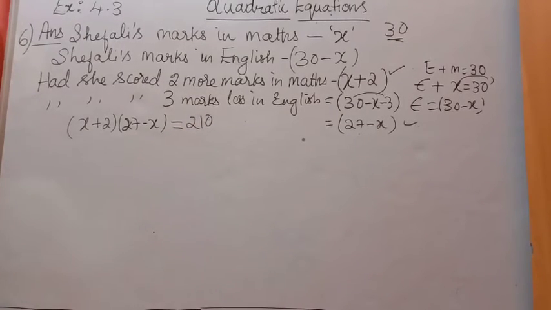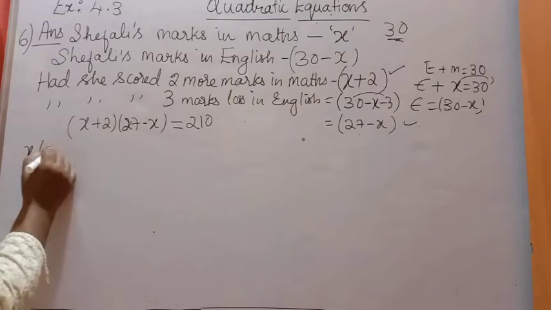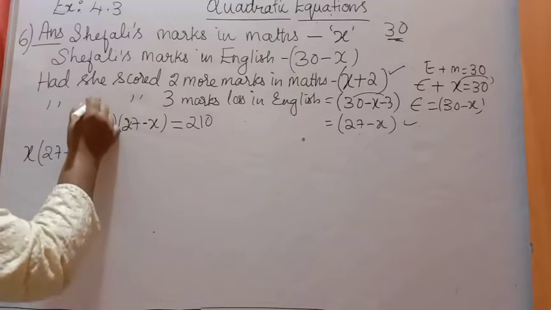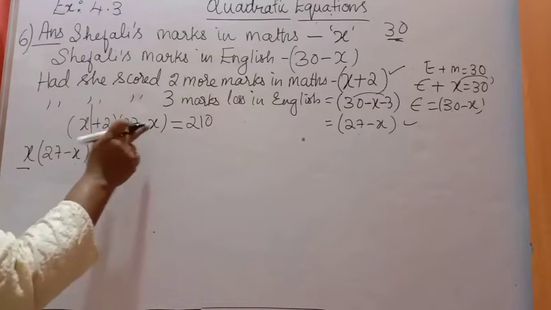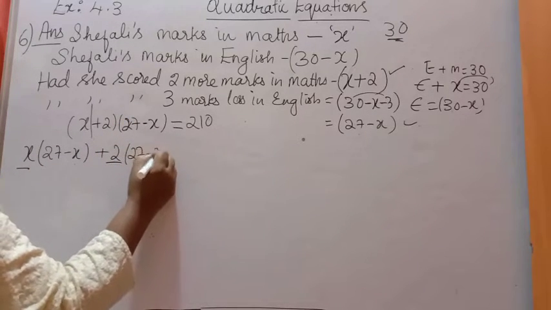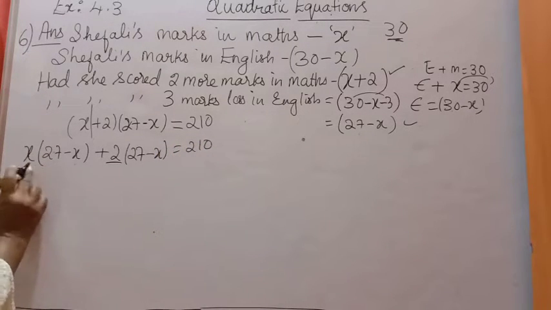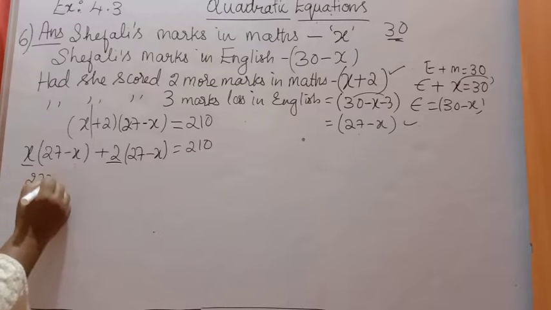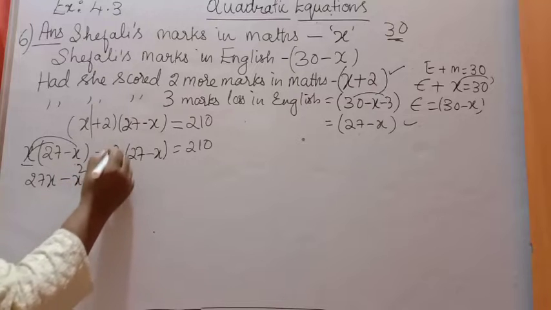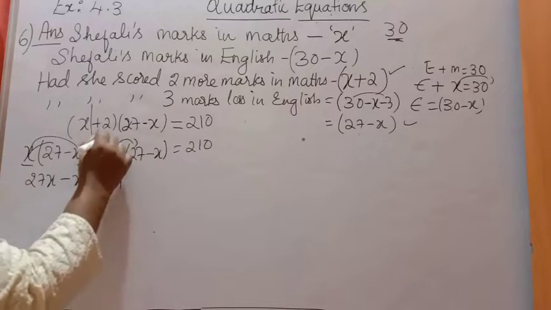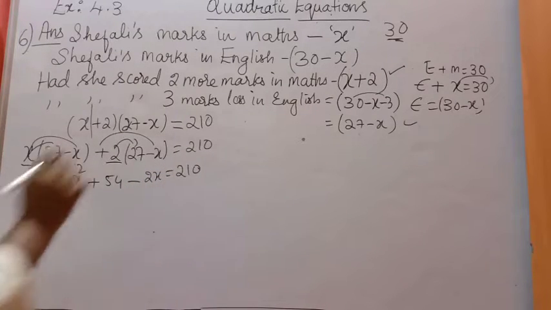Now I am going to take the product. From X, I am going to multiply the whole bracket 27 minus X. Split this: X ones, 2 ones, and then write 27 minus X along with both, is equal to 210. Now multiply X into 27 is 27X, minus X into X is X square, plus 2 into 27 is 54, minus 2 into X is 2X, is equal to 210.